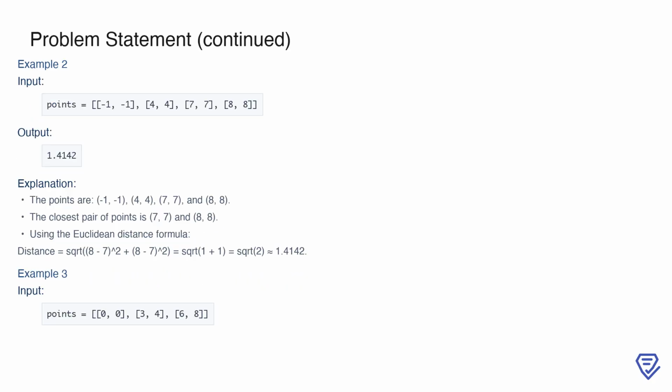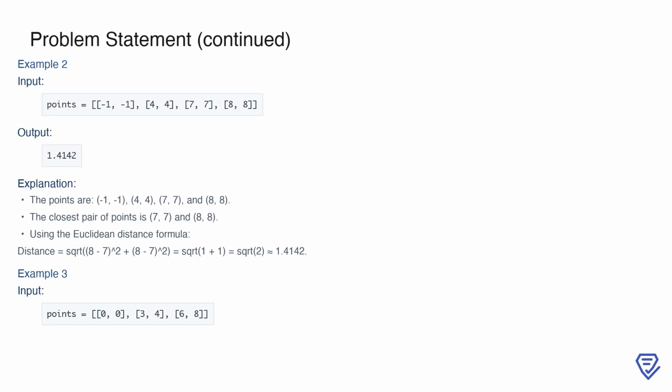In our second example, the input points are (-1, -1), (4, 4), (7, 7), and (8, 8). After evaluating all possible pairs, the closest pair is found to be (7, 7) and (8, 8). Applying the Euclidean distance formula, we calculate the distance as the square root of (8 - 7) squared plus (8 - 7) squared. This equals the square root of 1 plus 1, which simplifies to the square root of 2. When rounded to 4 decimal places, the distance is again 1.4142.